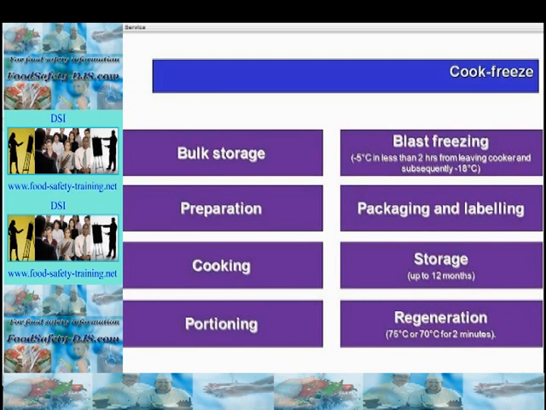The safeguards built into cook chill are not quite as stringent for cook freeze, but high standards of food hygiene are still essential. Next, packaging and labelling. The food normally has a shelf life of 12 months. Then regeneration, 75 degrees Celsius or 70 degrees Celsius for 2 minutes.